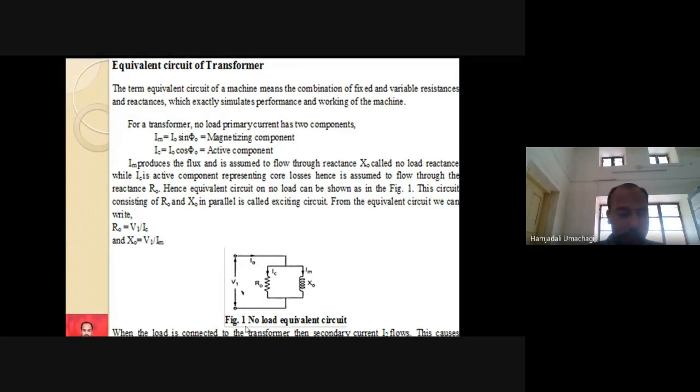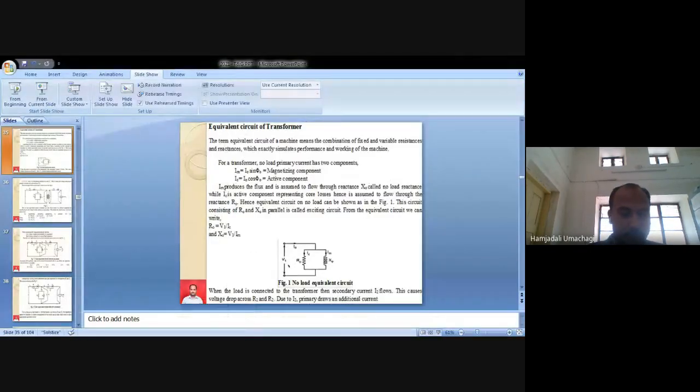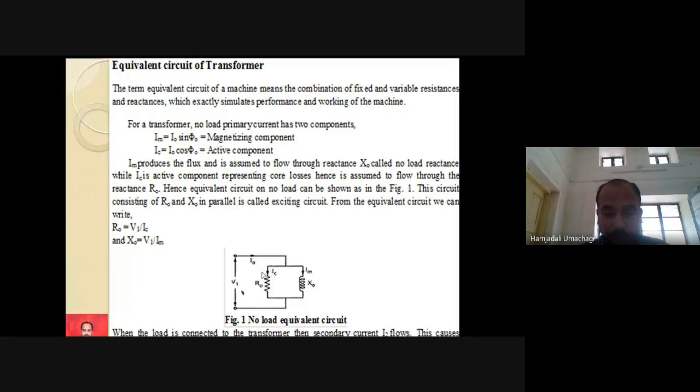Whenever some load is connected, current I2 will start to flow. Then this current I2 will cause a drop across R2 and X2. Actually, here there is some misprint. This is not R2 and R2. One is R2, another is X2. Make that correction: R2 and X2 it is.